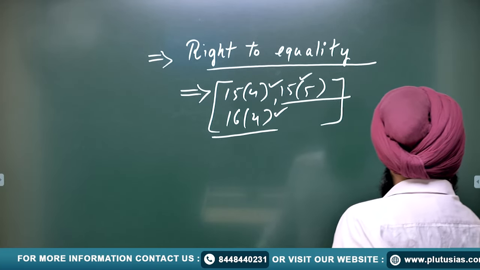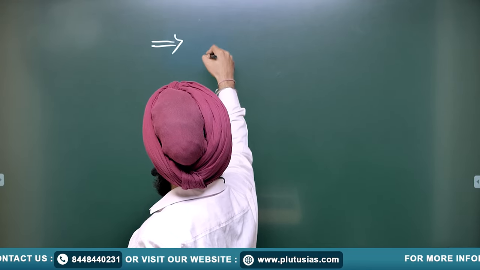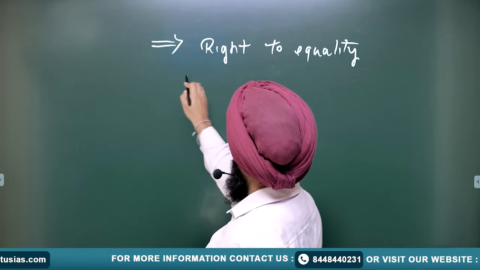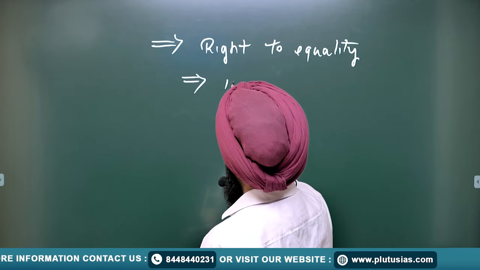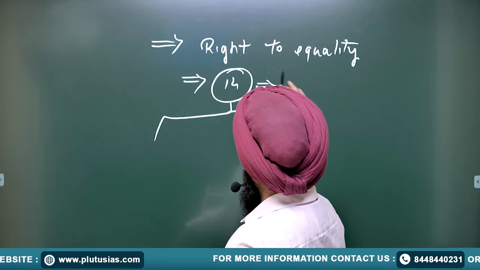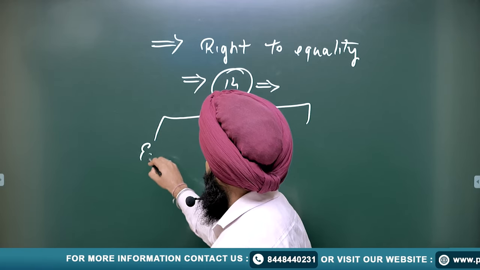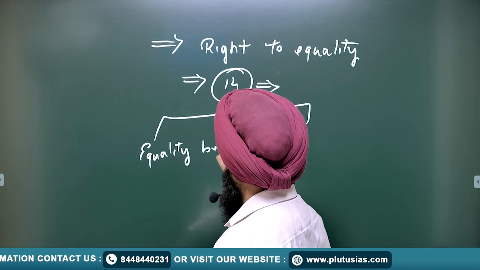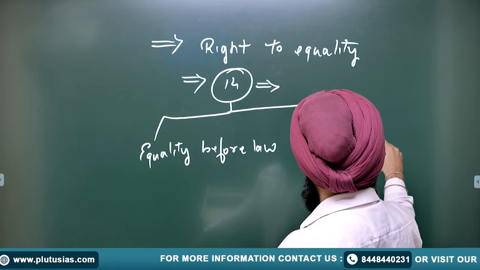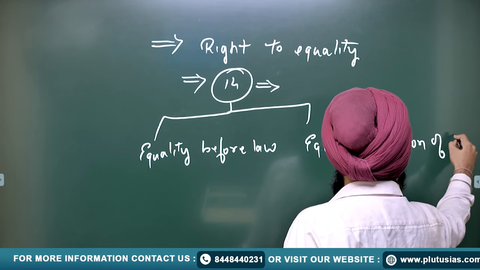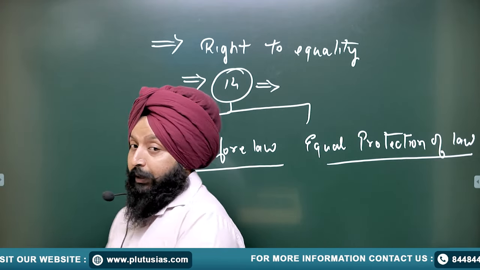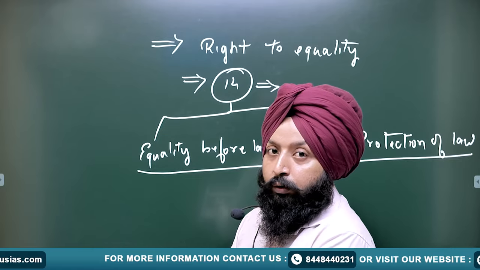So starting from right to equality, see students, the concept of right to equality is provided under Article 14. This article constitutes two components. One is equality before law, and the second component is equal protection of law. So we'll discuss what equality before law means, what equal protection of law means, then after understanding these basic concepts, we'll move on to Article 15 Clause 4, Clause 5 and Article 16 Clause 4.